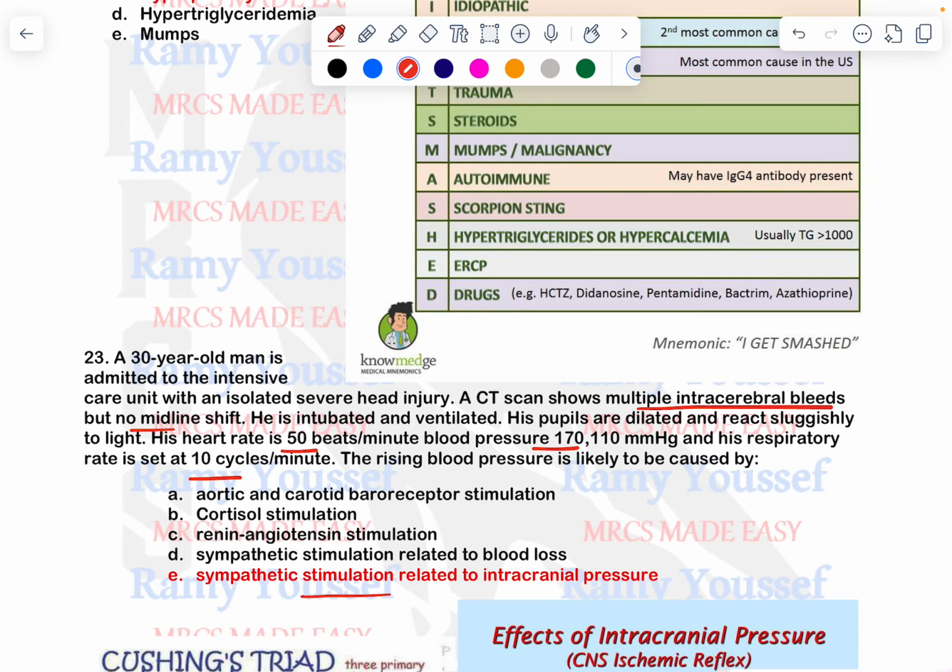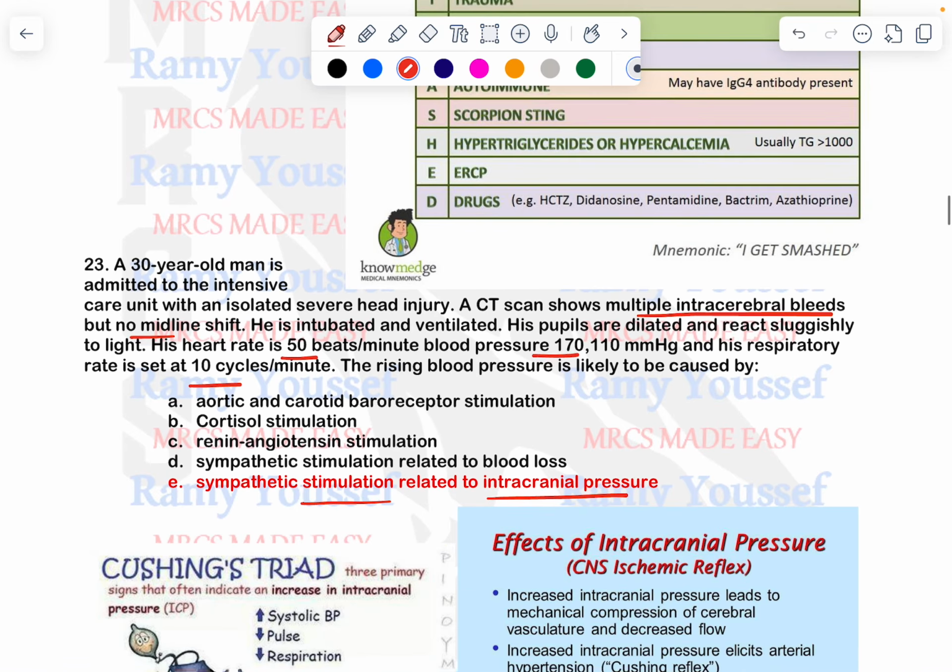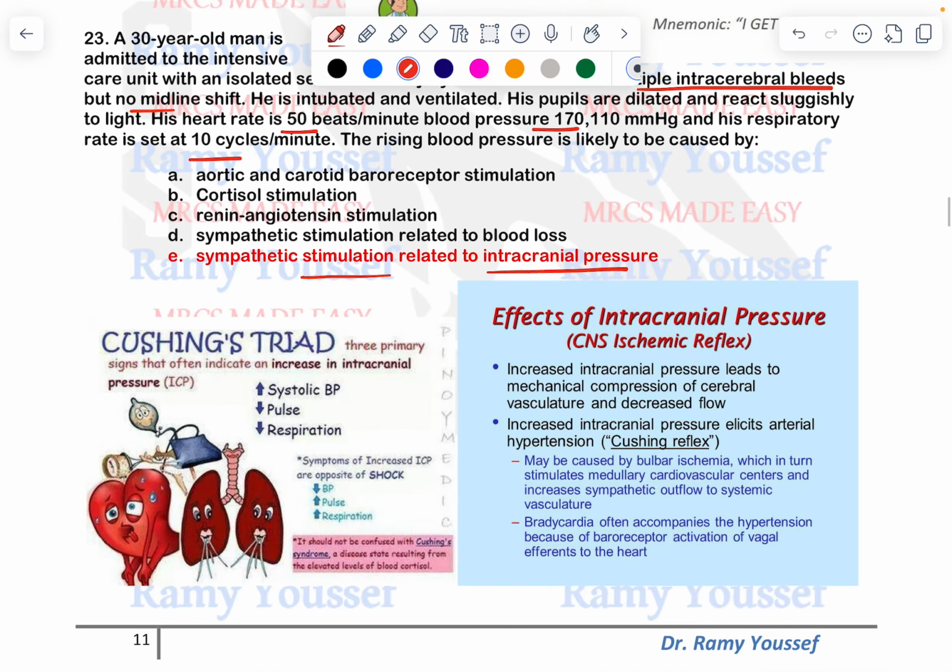That is sympathetic stimulation related to intracranial pressure. So this is Cushing's triad. You have to understand this triad. Three things: raised BP, decreased heart rate, decreased respiratory rate. So this is because of sympathetic, this is because of parasympathetic. Systolic increase, pulse rate decrease, respiratory decrease.